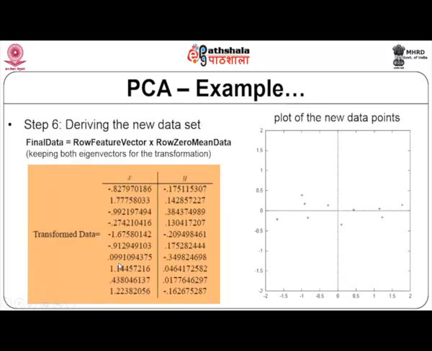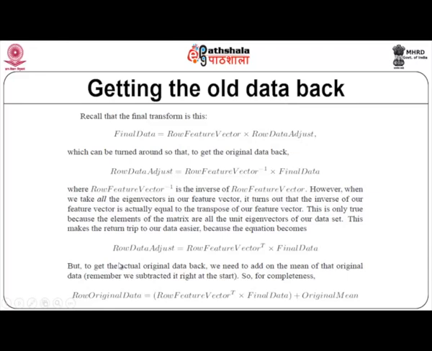Now, let us understand how this new data may be used for calculating the older data. The new data is calculated based on the equation: row feature vector multiplied by row adjusted data. If you want to calculate the row data which is adjusted with respect to the mean, you will have to take the row feature vector to the other side of the equation, which is nothing but the inverse of the row feature vector. The inverse of the row feature vector is nothing but the transpose of the row feature vector. So, the row adjusted data will now be equal to the transposed row feature vector multiplied by the final data.